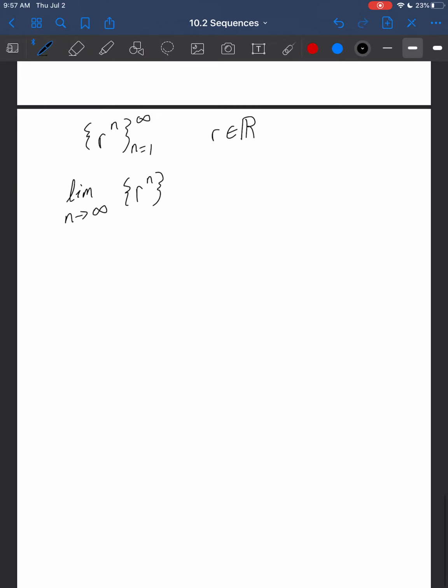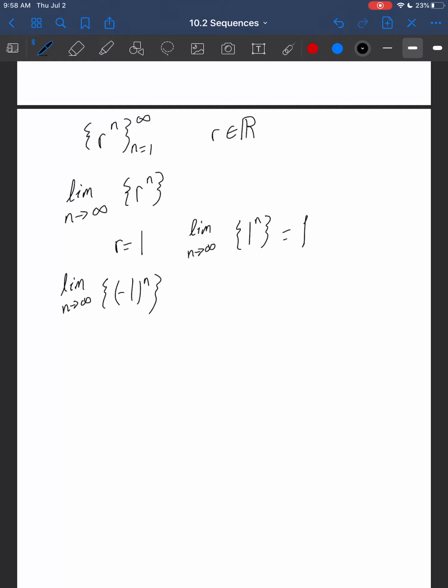So let's deal with a couple special cases first. So if r equals 1, what's going to happen is we'll have 1, and then 1 squared, which is 1, 1 cubed, which is 1, 1 to the 4th, which is 1 still. And so I just have this sequence of all 1s. And so the limit as n goes to infinity of 1 to the n is just going to be 1. Okay, what about negative 1? R equals negative 1. Let's just rewrite this as negative 1 to the n.